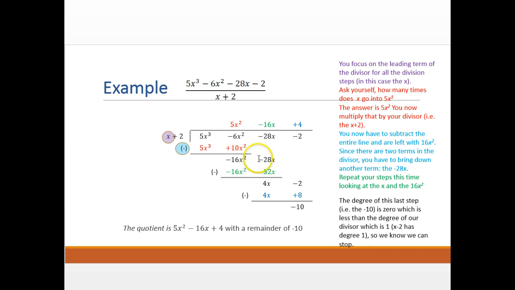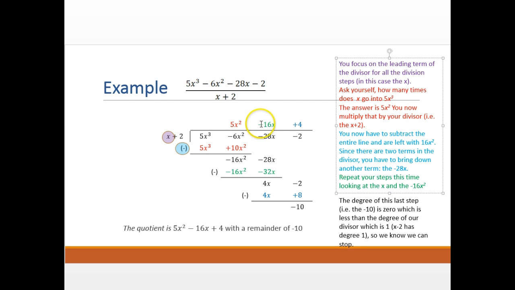Now I have my two terms. Now I'm going to refocus. I'm going to go back to the x in my divisor. I'm going to ask myself how many times does this x go into the negative 16x squared? Well, x goes into negative 16x squared negative 16x times.